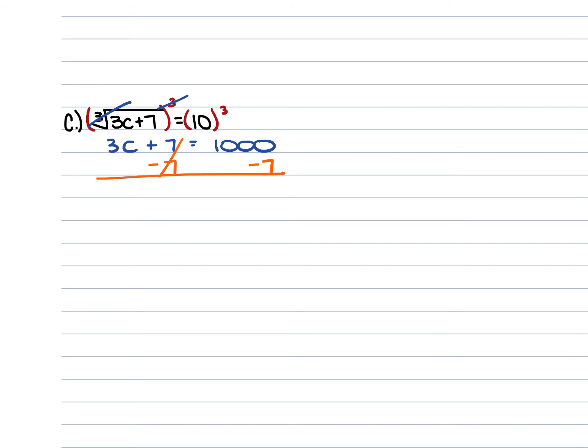1,000 minus 7 gives us 993. So 3c is equal to 993. We divide each side by the 3, and we get that c is equal to 331.